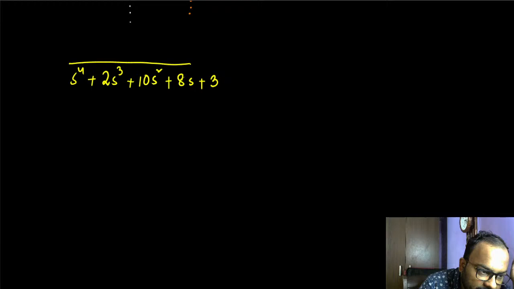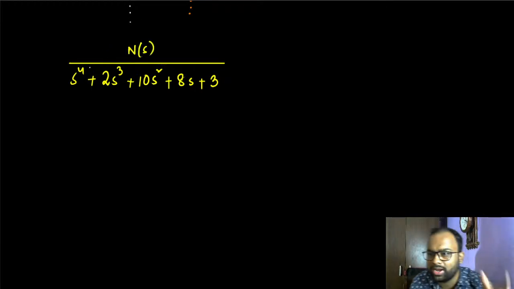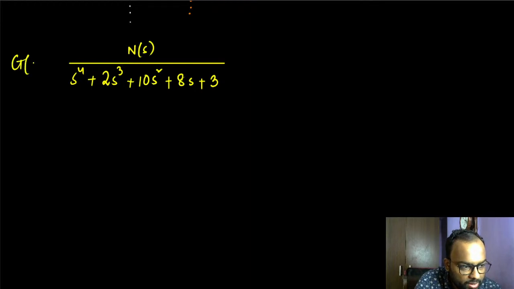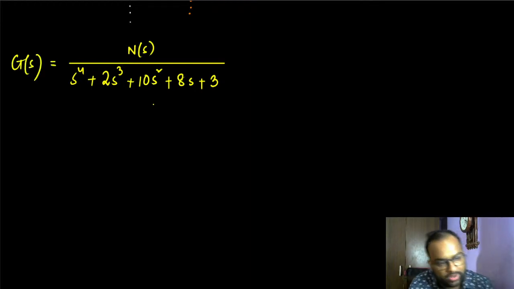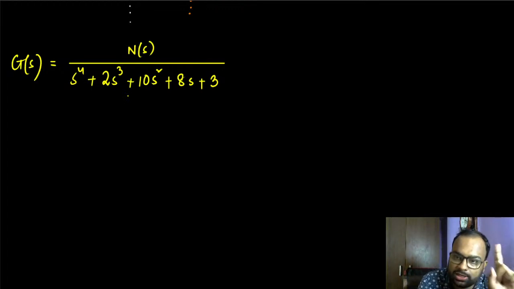So this is the denominator of a transfer function. I do not know what is there in the numerator. That doesn't matter. This is the denominator of a transfer function, and we are trying to figure out whether the system is stable or not. So first you need to check the necessary condition.